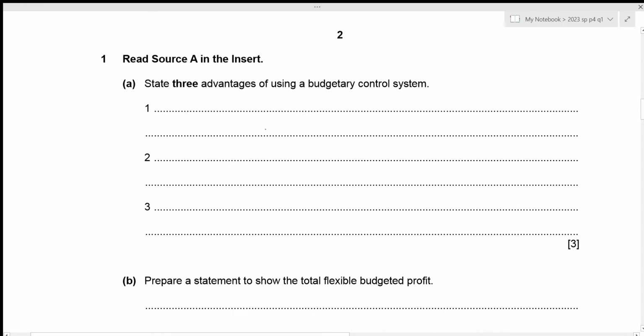We need to state 3 advantages of using a budgetary control system. So the very first advantage of using a budgetary control system is that there will exist some sort of coordination among departments for allocation of resources, because we already have a planned budget, and according to it we need to allocate the resources for each department, and in order to do so we require coordination. So that will be our very first advantage, coordinating among departments for allocation of resources.